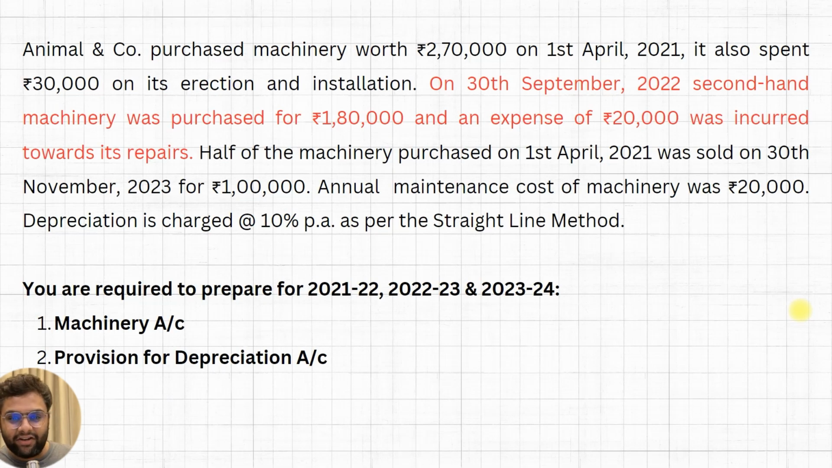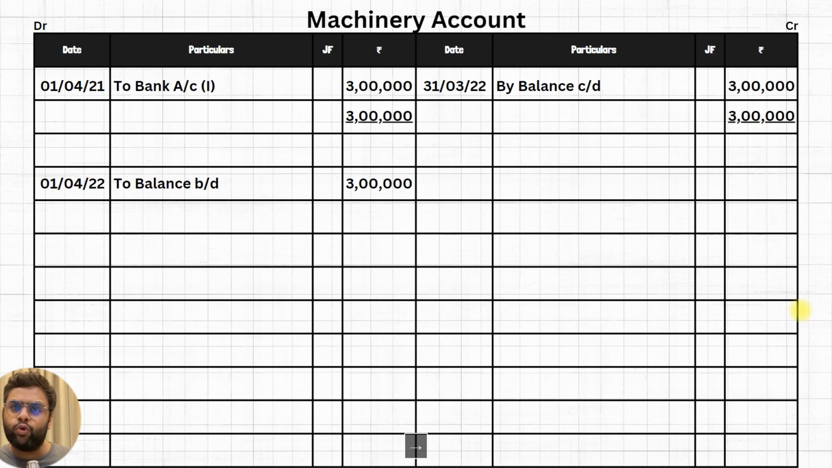Moving on to the next year. On 30th September 22, second-hand machinery was purchased for rupees 1,80,000 and an expense of rupees 20,000 was incurred towards its repairs. Again a purchase, so go to the machinery account. On the debit side, 30th September 22, date of purchase, to bank account, number 2 in brackets because this is the second machinery that you are purchasing.